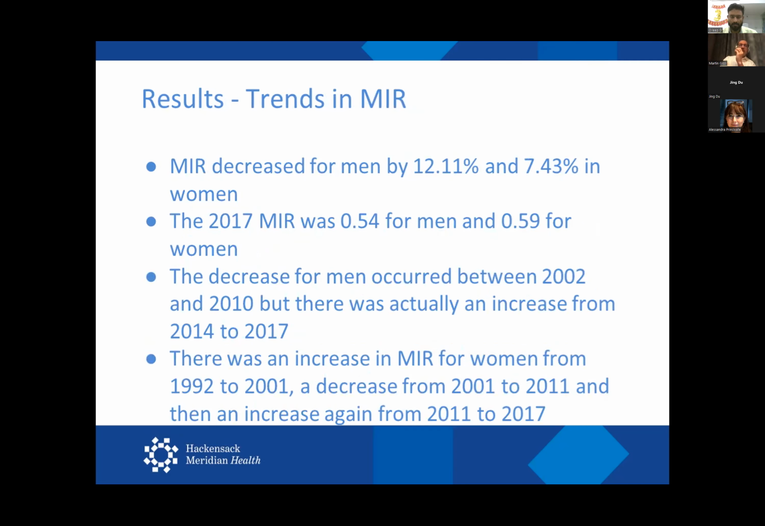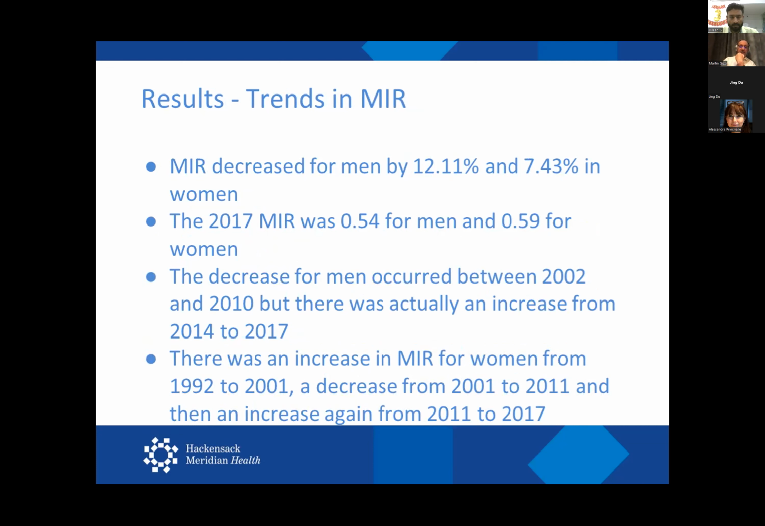The mortality to incidence ratio decreased by 12% for men, 7% in women. So you're less likely to get the disease and more likely to survive it, which is good news. The mortality to incidence ratio was 0.54 for men, 0.59 for women, so not significantly different.